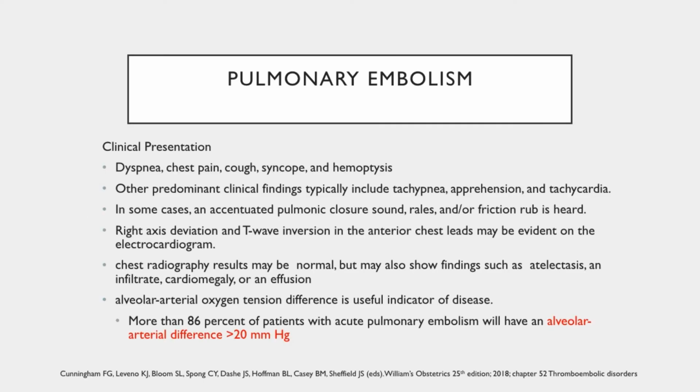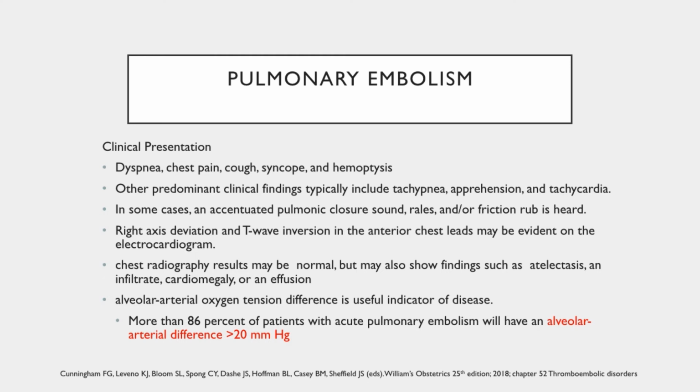Dyspnea, chest pain, cough, syncope, and hemoptysis are some of the clinical signs and symptoms of pulmonary embolism. Other predominant clinical findings include tachypnea, apprehension, and tachycardia. In some cases, an accentuated pulmonic closure sound, rales, and/or friction rub may be heard. Right axis deviation and T-wave inversion in the anterior chest leads may be evident on the electrocardiogram. Chest radiography results may be normal but may also show findings such as atelectasis, infiltrates, cardiomegaly, or effusion.